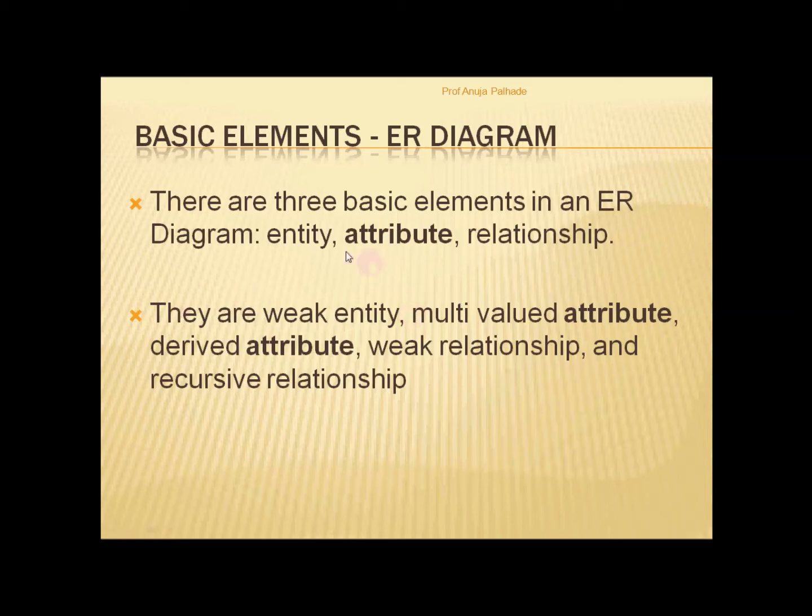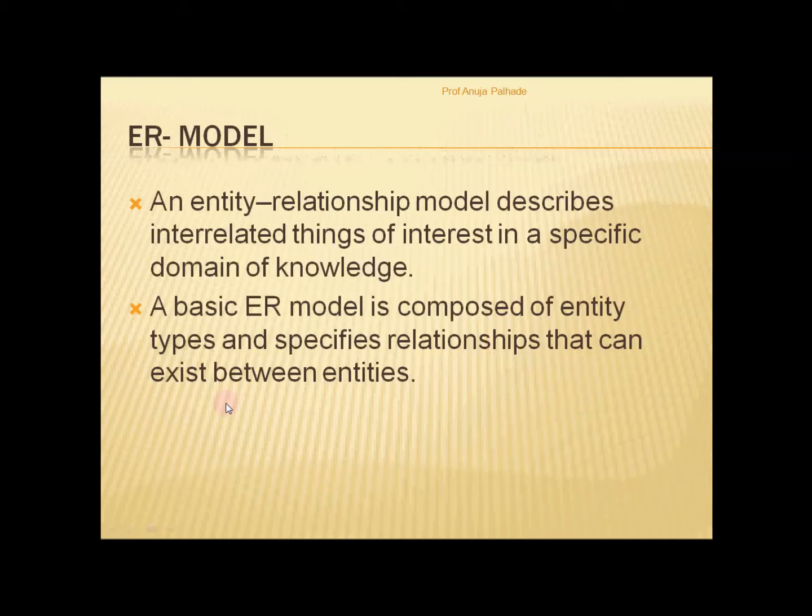Apart from these three basic parts of an ER model, we have also learned about the weak entity, multi-valued attribute, derived attribute, weak relationship and the recursive relationship. For showing these, there are specific symbols noted as a standard, so we have to maintain those symbols while drawing the ER model.